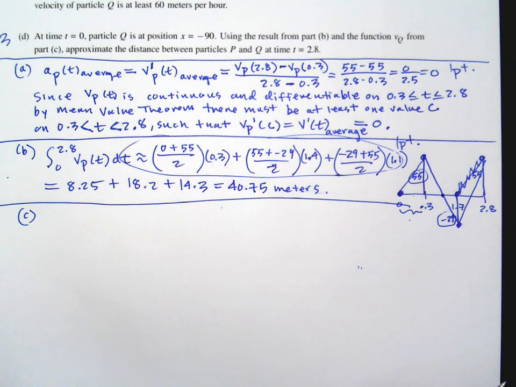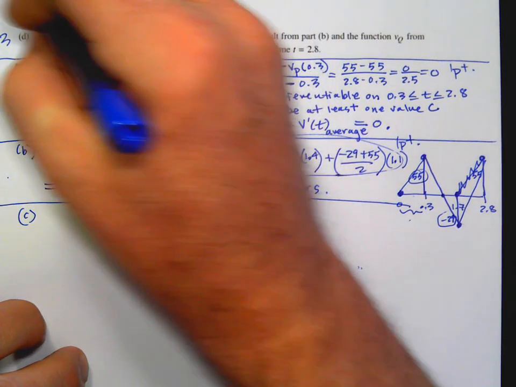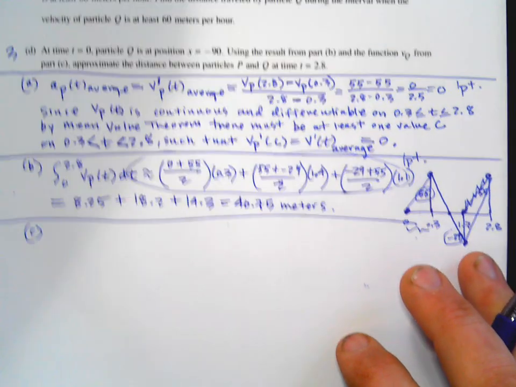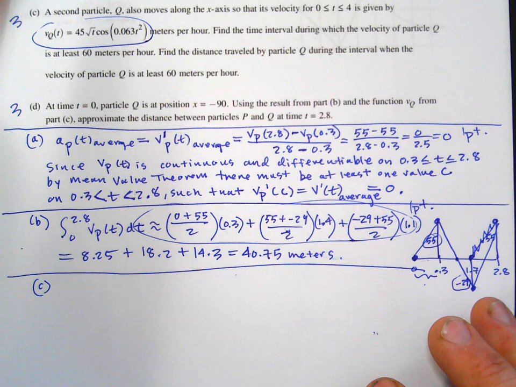C says a second particle Q also moves along the x-axis. So that's velocity from 0 to time 4, which is the same times that we have in the table, is given by an equation. So now they're giving you an equation of the velocity of a different particle. They're just giving you the formula for it.